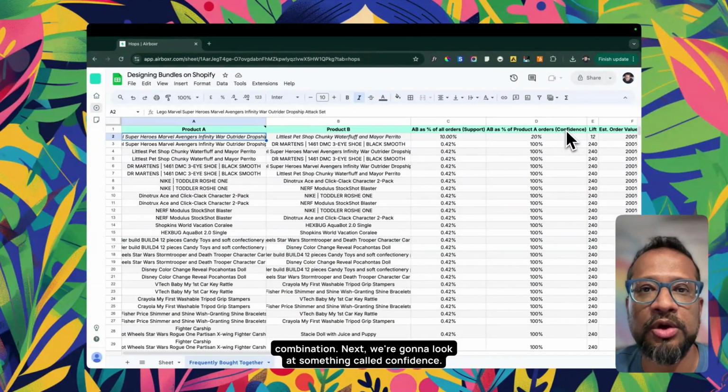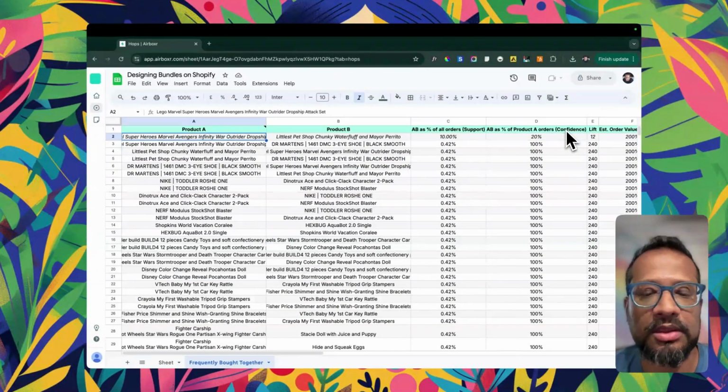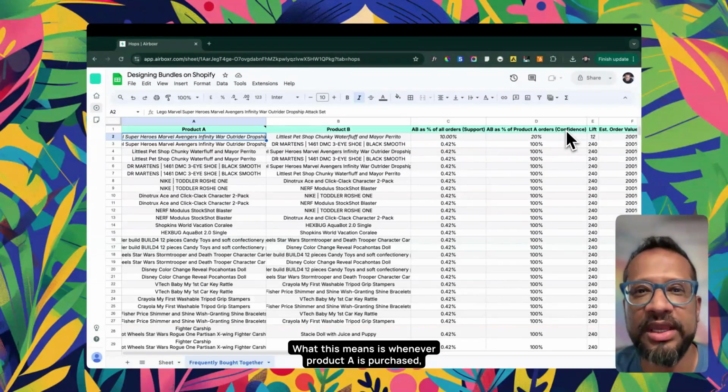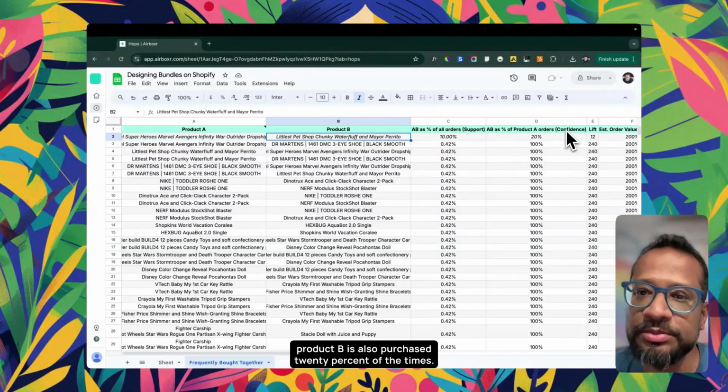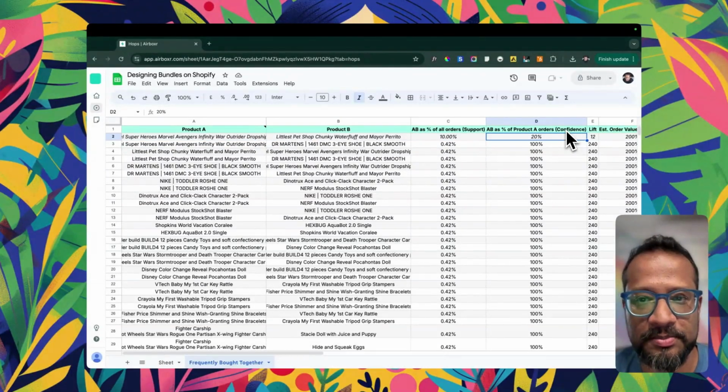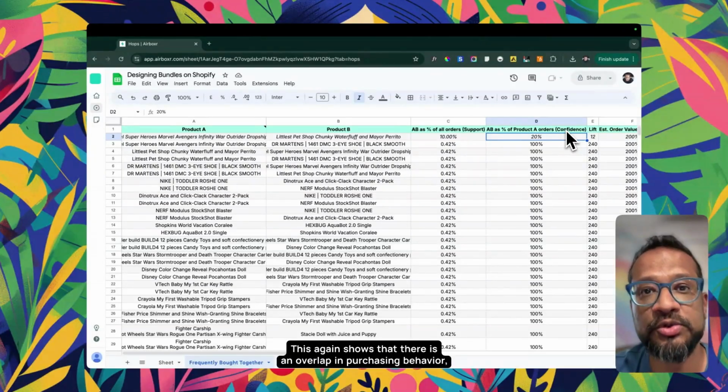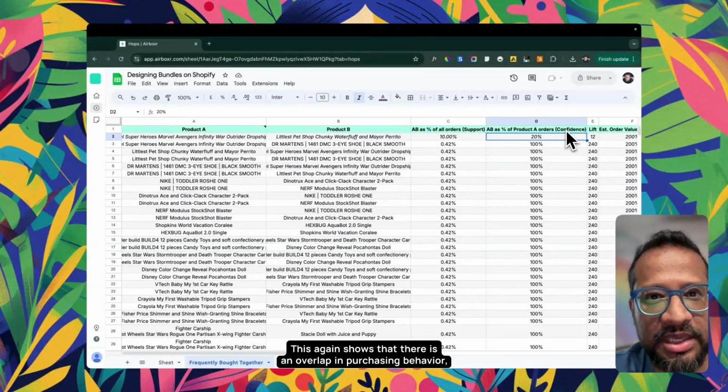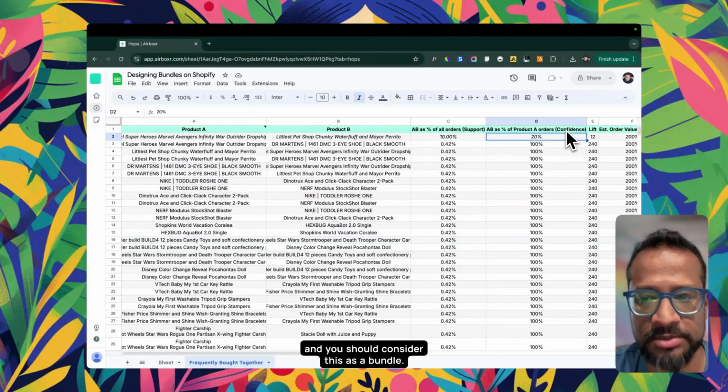Next, we're going to look at something called confidence. What this means is whenever product A is purchased, product B is also purchased 20% of the times. This again shows that there is an overlap in purchasing behavior, and you should consider this as a bundle.